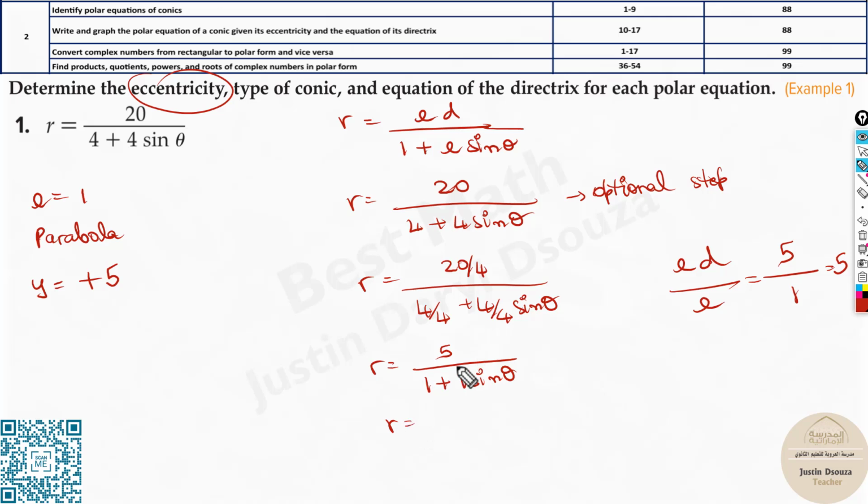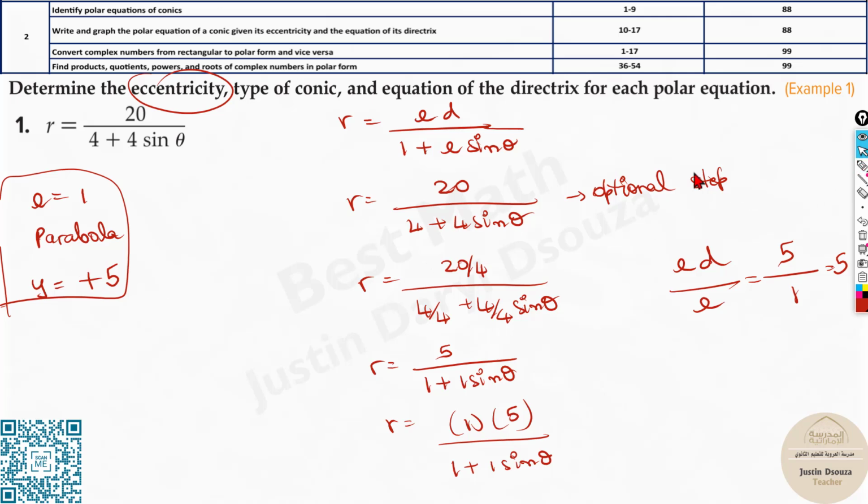Also, you can write this as a simplification, e times d, right? What is e? It's 1. 1 times phi can be written as 1 plus 1 sine theta. This is the exact form. You can see even ed is split out. So these are the important answers.